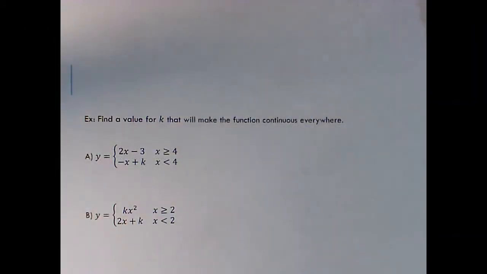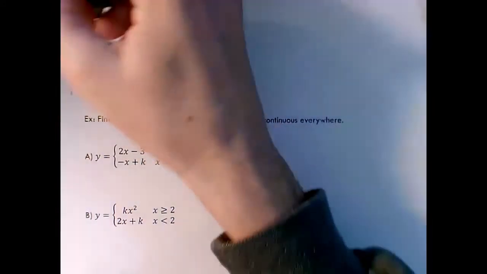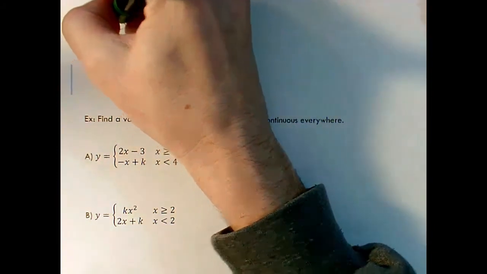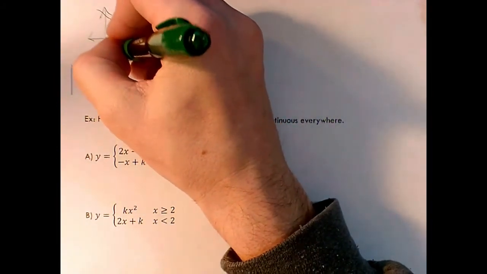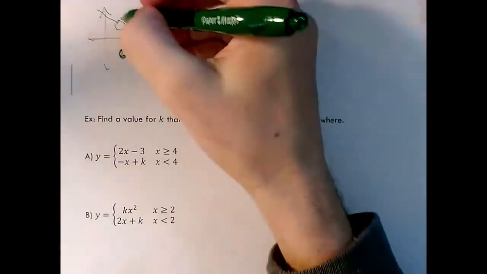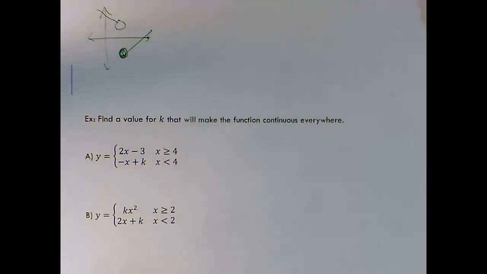Okay, two problems, and then we're done for this lesson. It's asking us to find a value for k that will make the function continuous everywhere. What does that mean? Well, I have a piecewise function, and piecewise functions tend to look something like this. I have an open space, and there's continuous or discontinuous stuff going on. There's a break here, they don't connect, I can't draw that picture without having to lift up my pen.